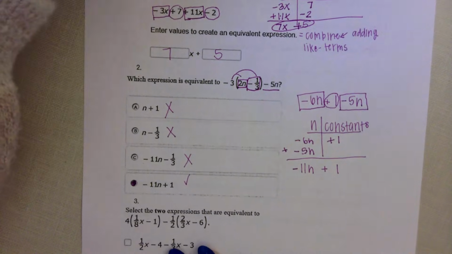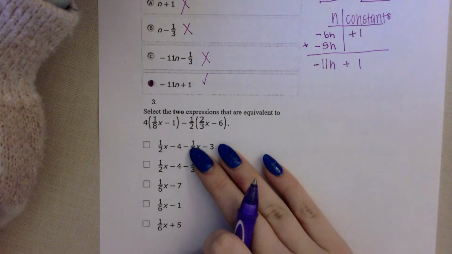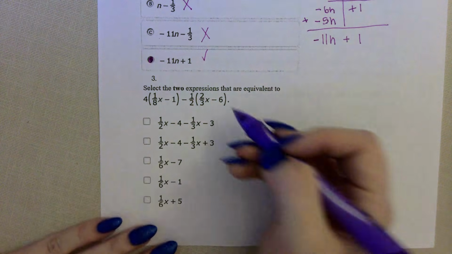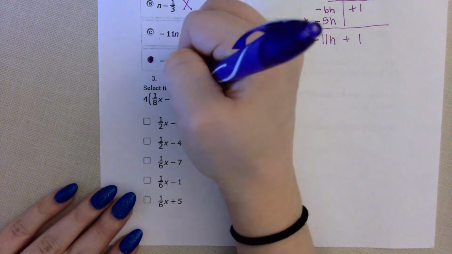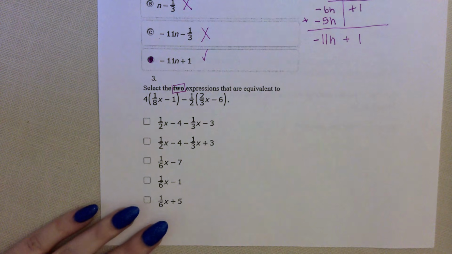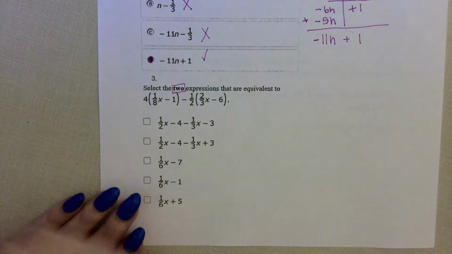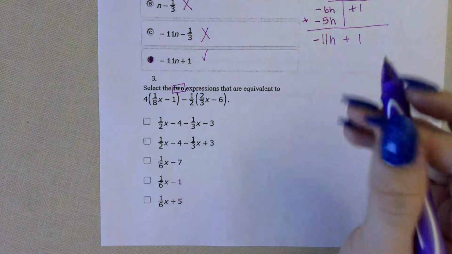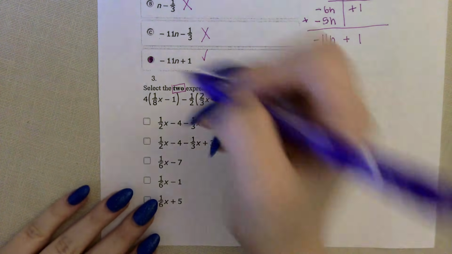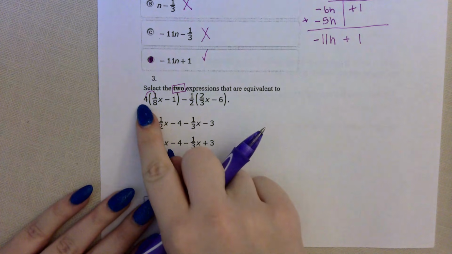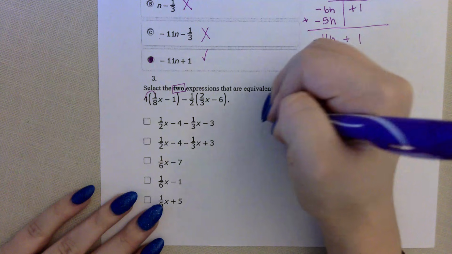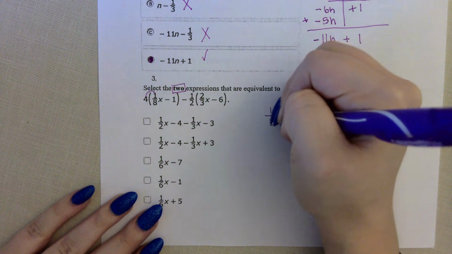Next, we are going to look at number 3. Number 3 says select the two expressions that are equivalent. It's already telling us how many expressions I'm going to select. So first of all, let's get rid of these parentheses to then be able to combine my like terms. I have 4 times 1/8 x. That should give me 1/2 x.